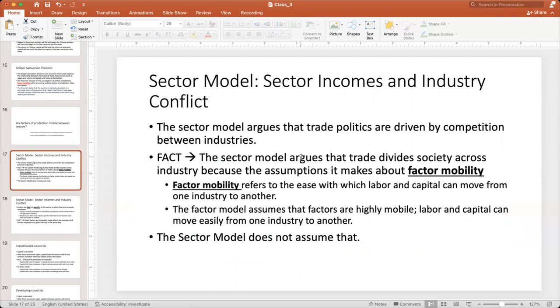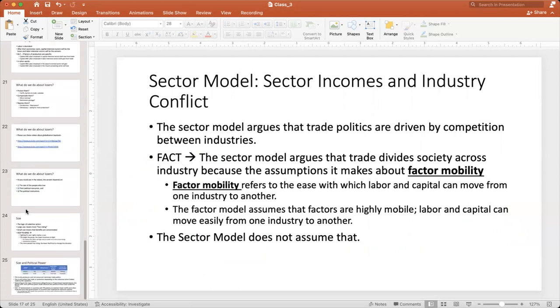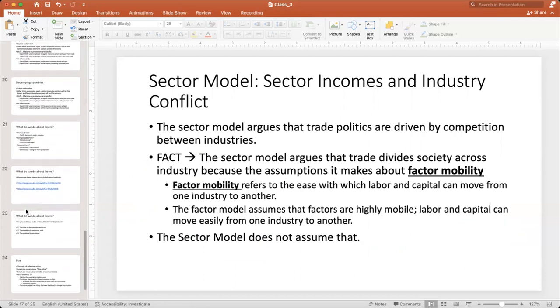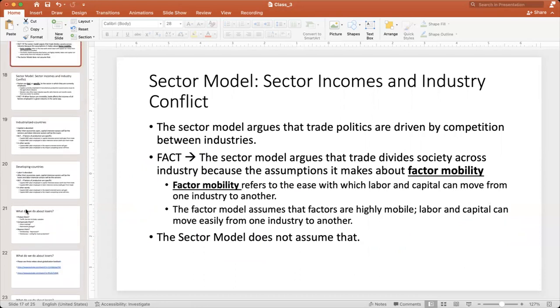The sector model argues that trade politics are driven by competition between industries. There is a fact that you have to highlight at this moment. The sector model argues that trade divides society across industries because of the assumption it makes about factor mobility. Factor mobility refers to the ease with which labor and capital can move from one industry to another.